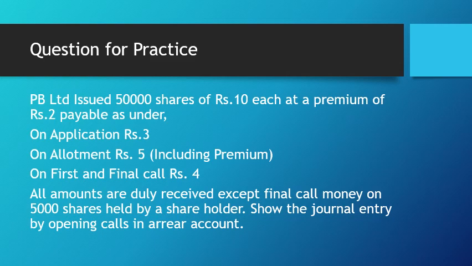Then here is one question for your practice. APB Limited issued 50,000 shares of rupees 10 each at a premium of rupees 2, payable as under. On application 3, on allotment rupees 5 including premium. So the premium is rupees 2, so the allotment money will be 3. Then first and final call rupees 4. So total 12 rupees. And all amounts are duly received except the final call money on 5,000 shares held by a shareholder. Show the journal entries by opening a calls in arrear account.